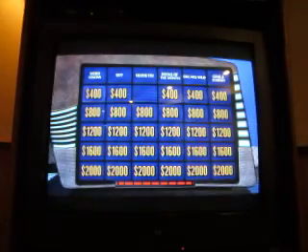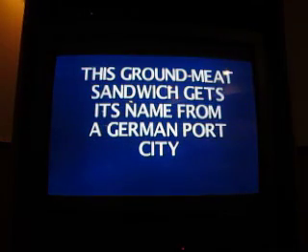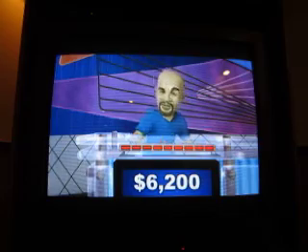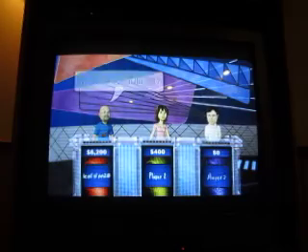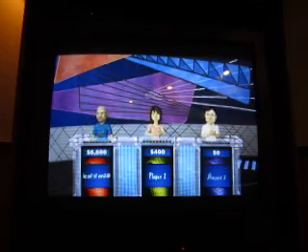Where do we begin, player one? Word Origins for 400. This ground meat sandwich gets its name from a German port city. It's player one. What is hamburger? You are correct. Okay, Word Origins for 800, please.